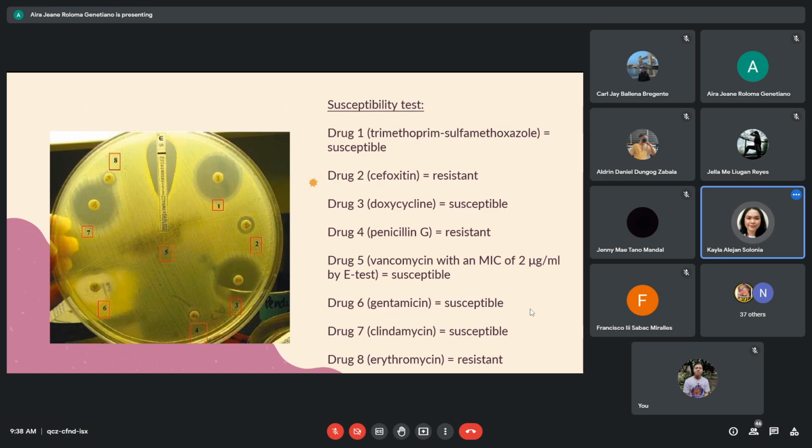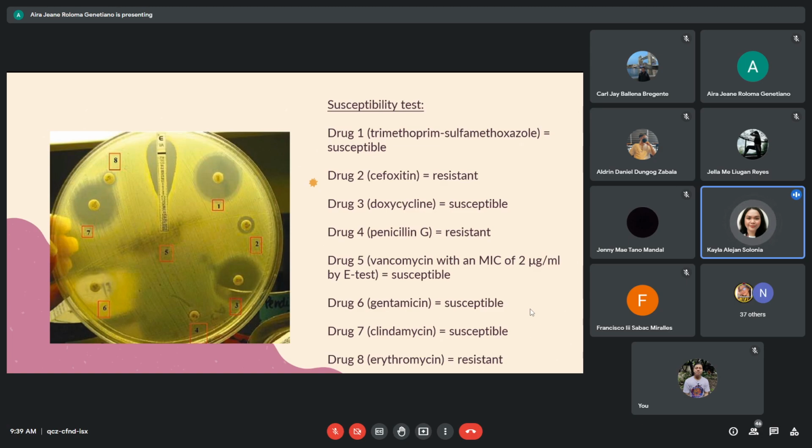Drug 1, trimethoprim-sulfamethoxazole. Drug 3, which is doxycycline. Drug 5, the vancomycin with an MIC of 2 micrograms per ml by E-test. And drug 6, gentamicin. Drug 7, clindamycin. Also, there are 3 drugs that are resistant to the organism, which is drug 2, cefoxitin, drug 4, which is penicillin G, and drug 8, which is erythromycin.